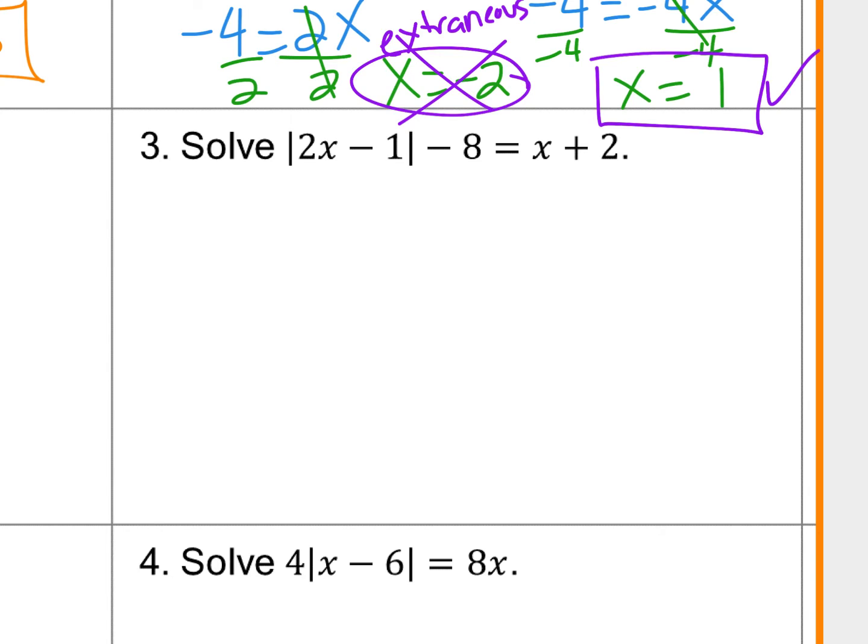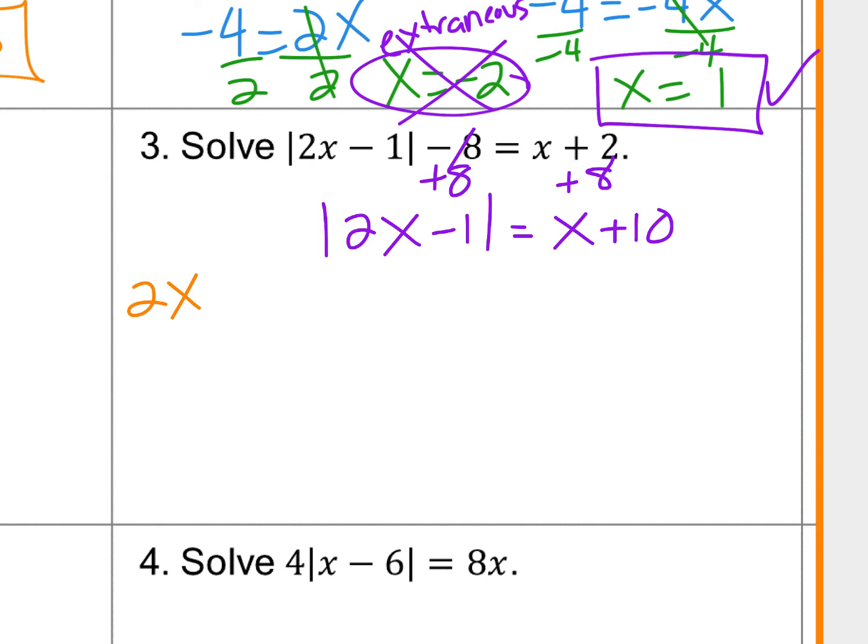Alright, let's do this one together also. So the 8 is outside the absolute value, so you've got to move it over first. Absolute value of 2x minus 1 equals x plus 10. Okay, and then we're going to separate it. 2x minus 1 equals x plus 10. And then 2x minus 1 equals, then you have to do negative parentheses x plus 10.